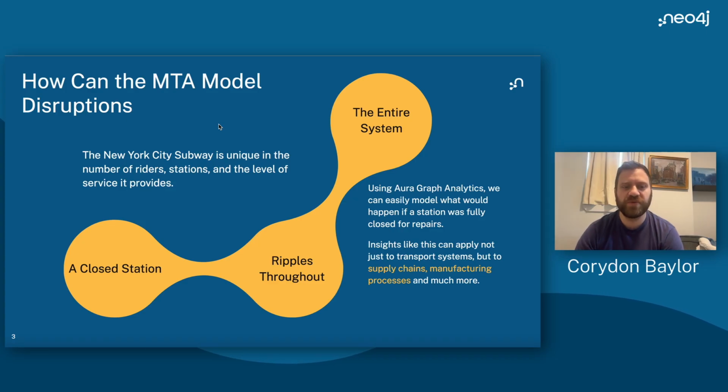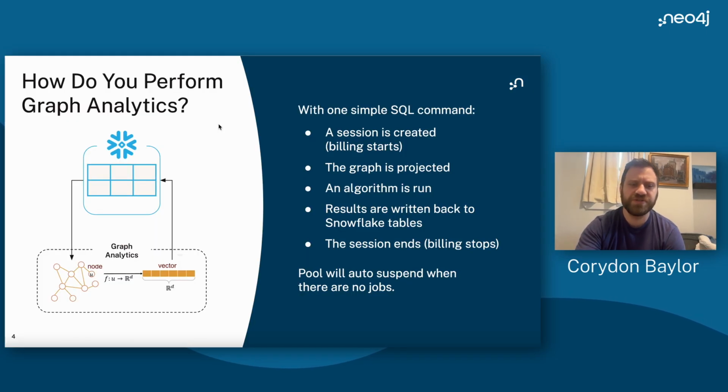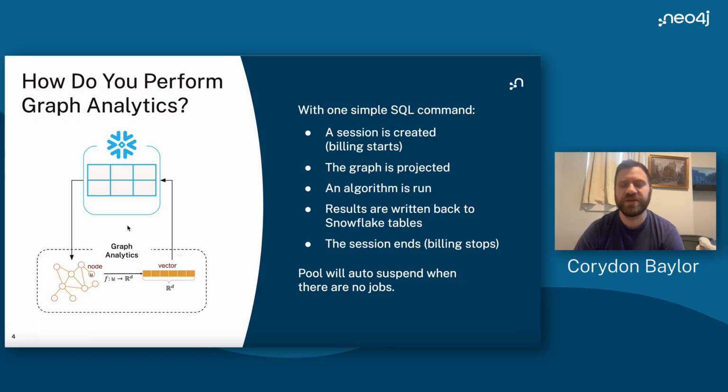So how do you perform graph analytics? Well, first you start with the Snowflake table, then you project it into an in-memory graph, and then you run the algorithm. You write your results back to a Snowflake table, and the billing will stop just then. So let's jump into the algorithm explanation.